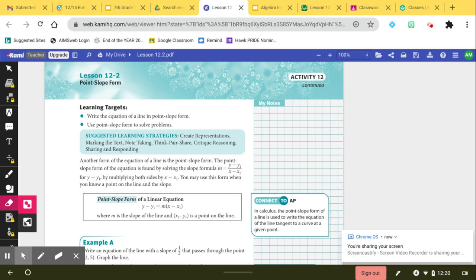All right, so we learned about slope-intercept form before break. We're going to keep using slope-intercept form, but we should also know that there are other forms of linear equations, one of them being point-slope form. So that's what we're going to do today in lesson 12.2. We are on page 179.